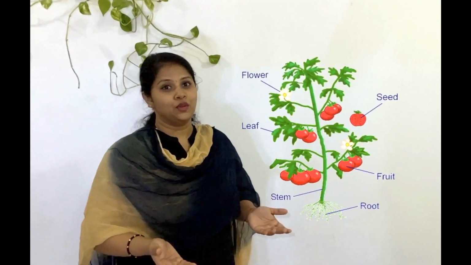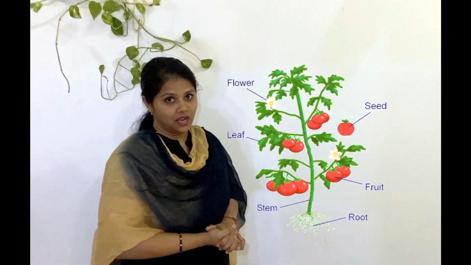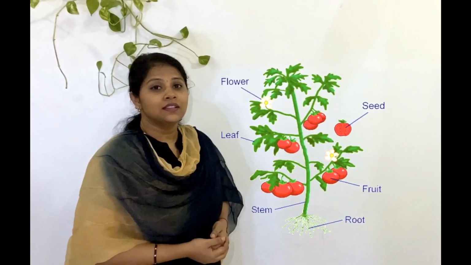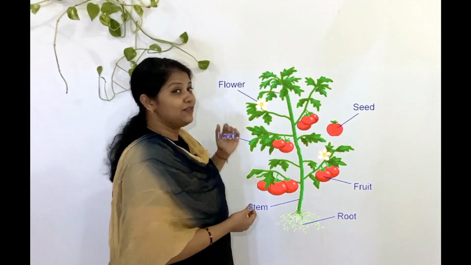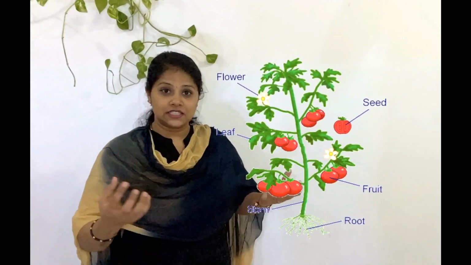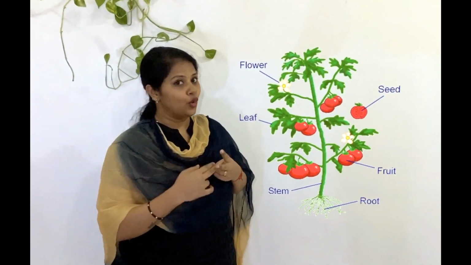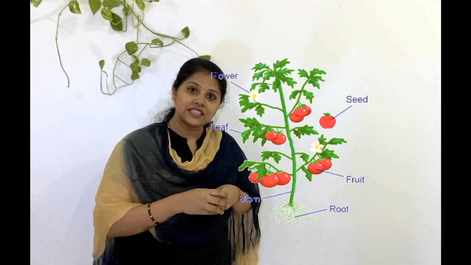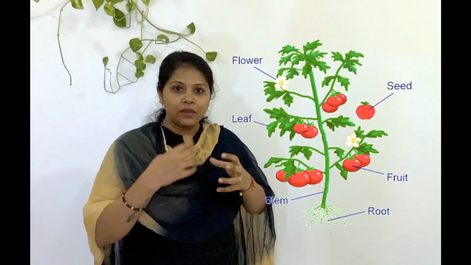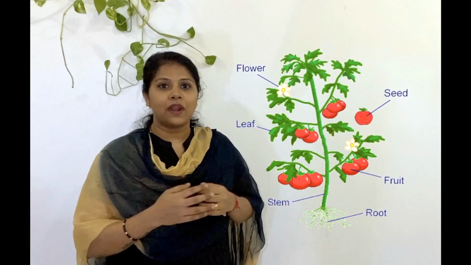Now as I told you, the food prepared goes to all parts of the plant. So do you know who prepares the food for the plant? Yes, it is leaves. Leaves, in the presence of sunlight, take carbon dioxide from the air, chlorophyll, which is already present in the leaves, and water. In combination of all these things, they prepare food for the plant.